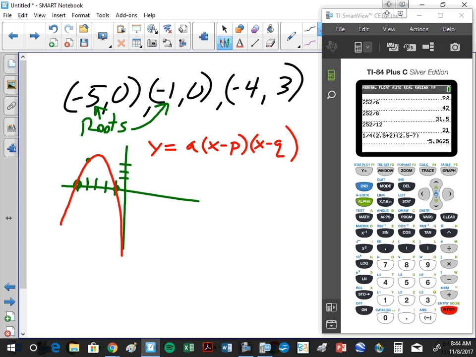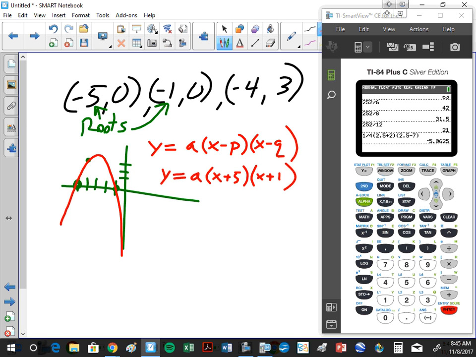So for this equation, my roots are -5 and -1. I'm going to write down y equals a times, what is x minus -5? X plus 5. And what is x minus -1? Does that make sense? The only thing I don't know is a, but I do know something about a. Is a positive or is a negative?